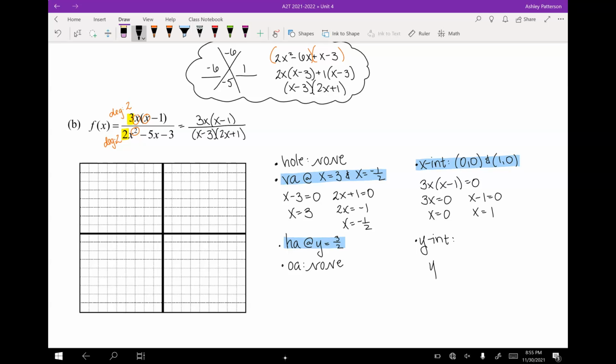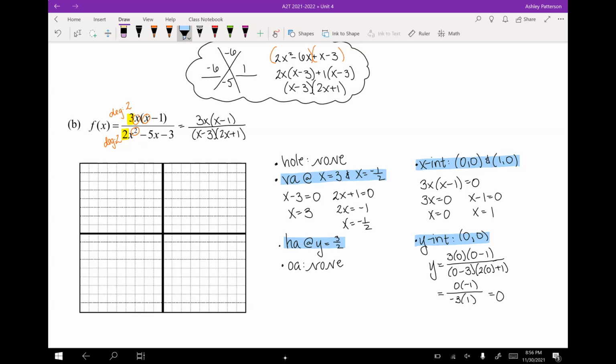Setting our x's to 0, we have 3 times 0 times 0 minus 1, all over 0 minus 3 times 2 times 0 plus 1. And again, you can use the original form of the equation or the one that we factored out. They're the same function. This gives us 0 times negative 1 in the numerator, and then negative 3 times 1 in the denominator, ultimately giving us (0, 0) yet again.